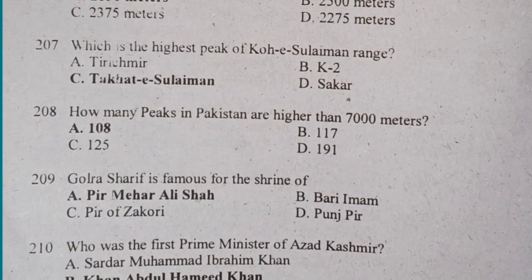Which is the highest peak of the Koh Suleiman range? Takht Suleiman. How many peaks in Pakistan are higher than 7,000 meters? 108. Golra Sharif is famous for the shrine of Pir Mehr Ali Shah.